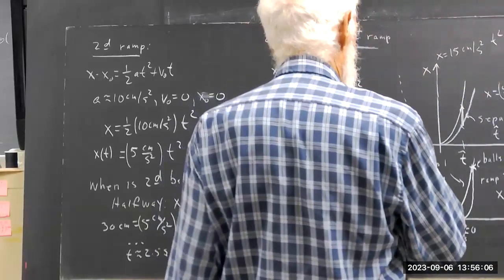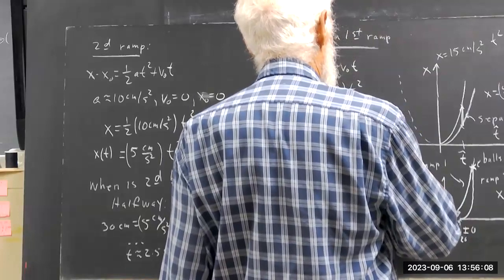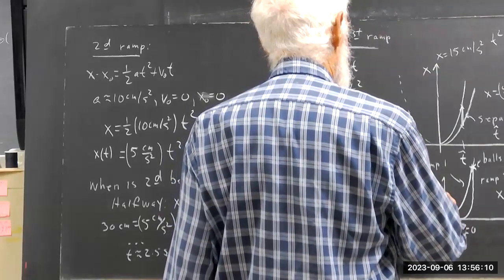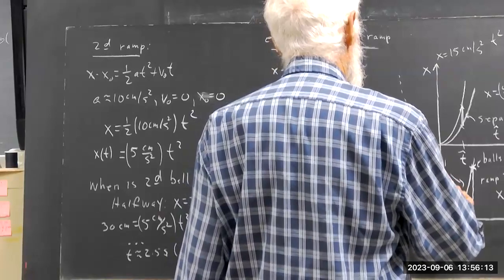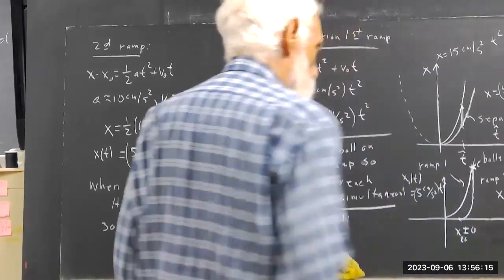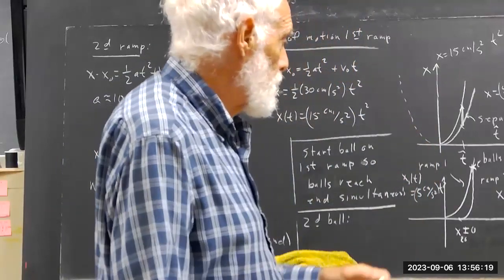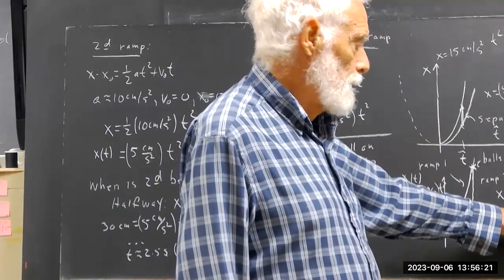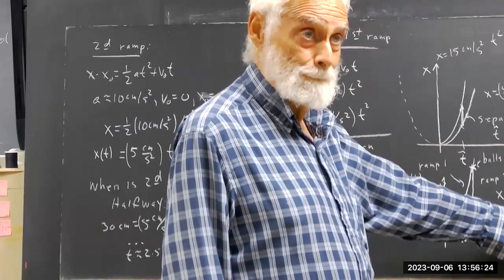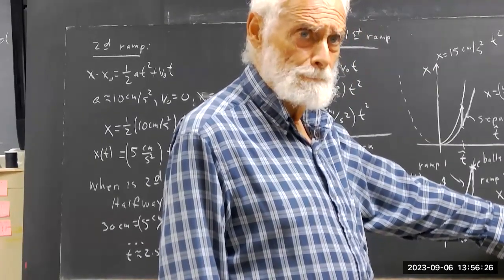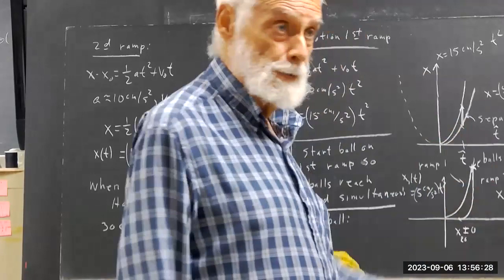On ramp 1, you still have your 5 centimeters per second squared times t squared. You can't read that square there. So what you're trying to solve for is this x2 mod. Does that make any sense? Does the picture kind of make sense?